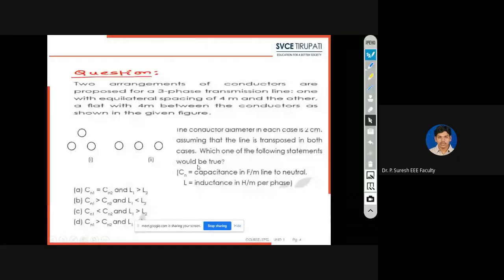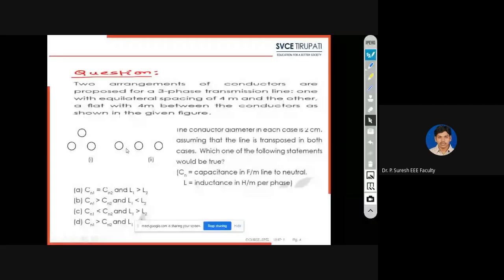So this arrangement is called equilateral spacing. What is this one? Horizontal spacing, flat horizontal spacing and symmetrical spacing. The distance between each conductor is 4 meters apart and the radius of each conductor is 2 centimeters. Find what is the capacitance relation, what is the inductance relation. How to calculate this?